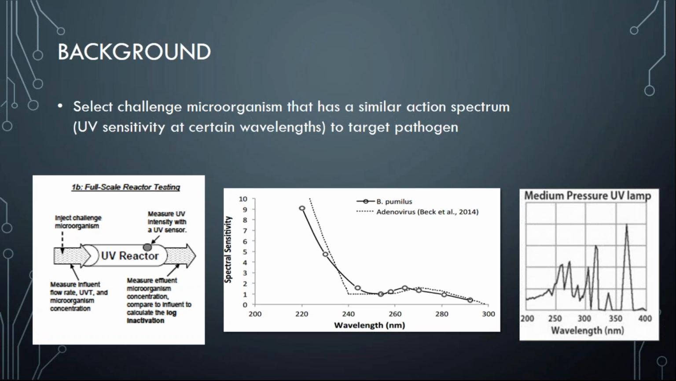And this is good because when you're in the lab scale and you're using these challenge microorganisms that are a lot easier to work with, you can say with decent confidence that this is how it would act on adenovirus or Giardia or crypto out in the field. So it's a really important concept, especially for medium pressure reactors, because you want to make sure it's very similar.